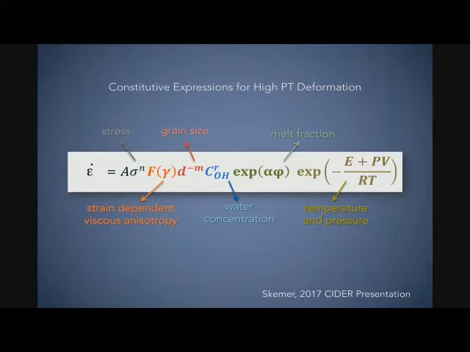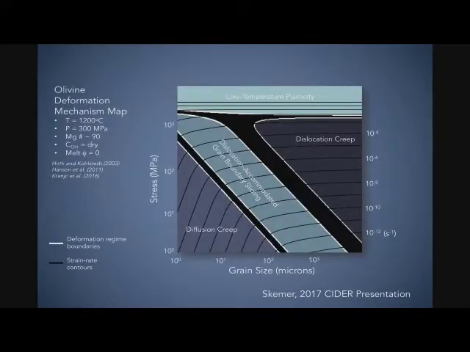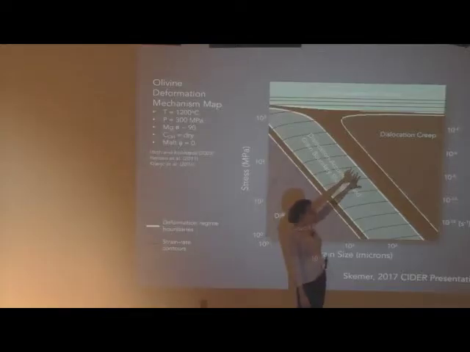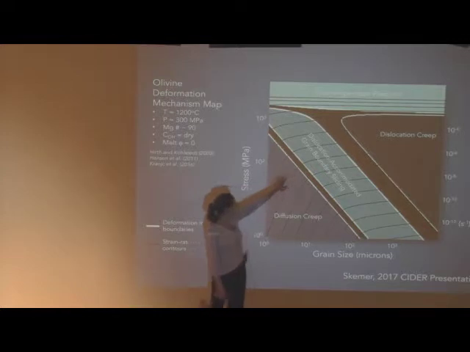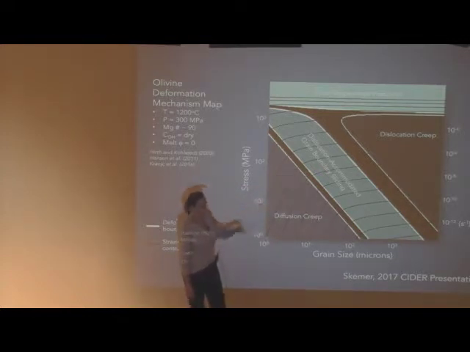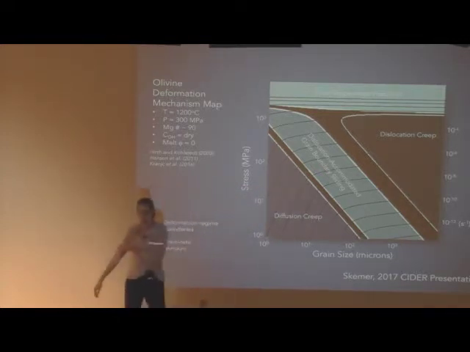And through the lab experiments, we can build these deformation mechanism maps. So this is, again, one of the slides that Phil Skemer showed. This is grain size here on this axis, in microns, this is the stress, and these are contours for strain rate. And depending on the grain size in the mantle and also what the stress is during your flow, then you will be in various of these deformation regimes. So dislocation creep, dislocation accommodated grain boundary sliding, and diffusion creep. We're not going to worry about diffusion creep today.